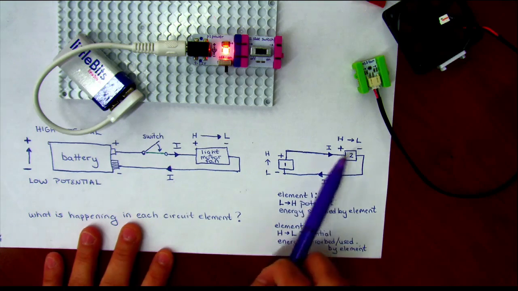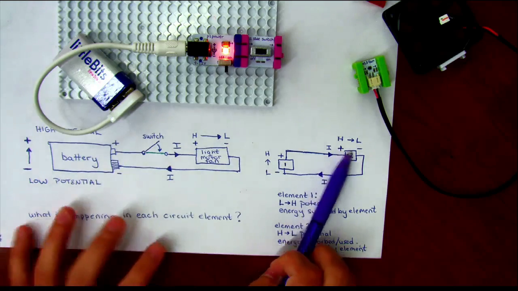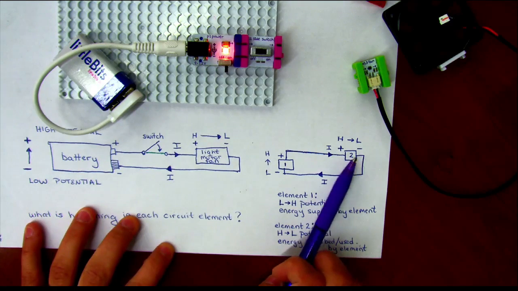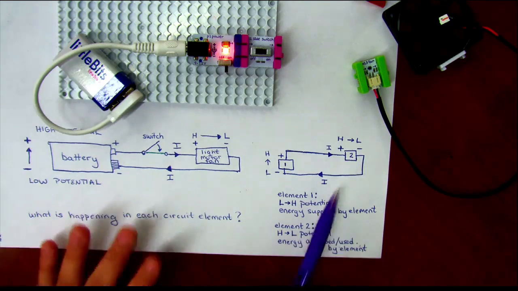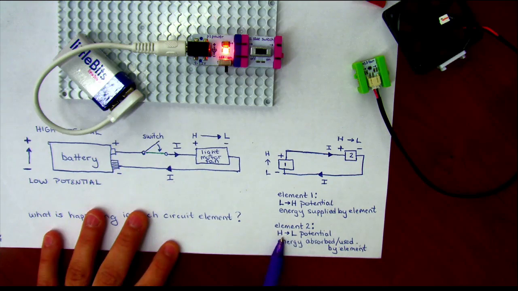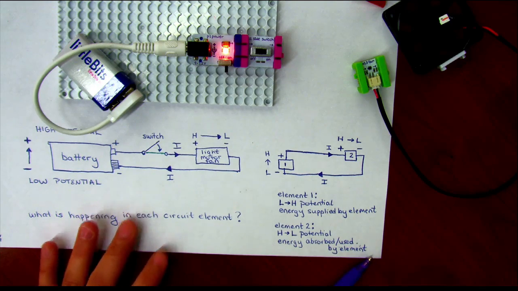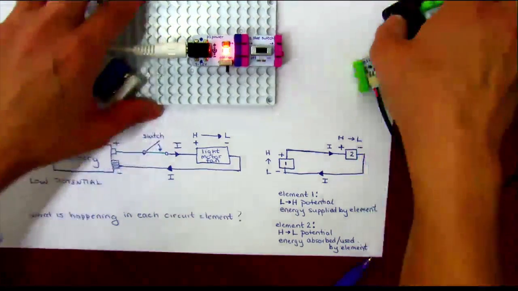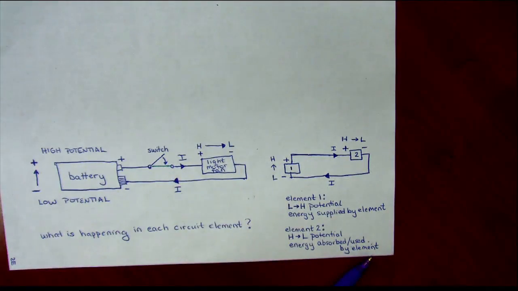Element 2 is something that goes from a high potential, high energy state to a lower potential, because that energy is used to do something in him. So element 2 is going from high potential to low potential, and the energy is being absorbed or used by that element. I'm going to put these in a little box and send them around if you want to play with them.